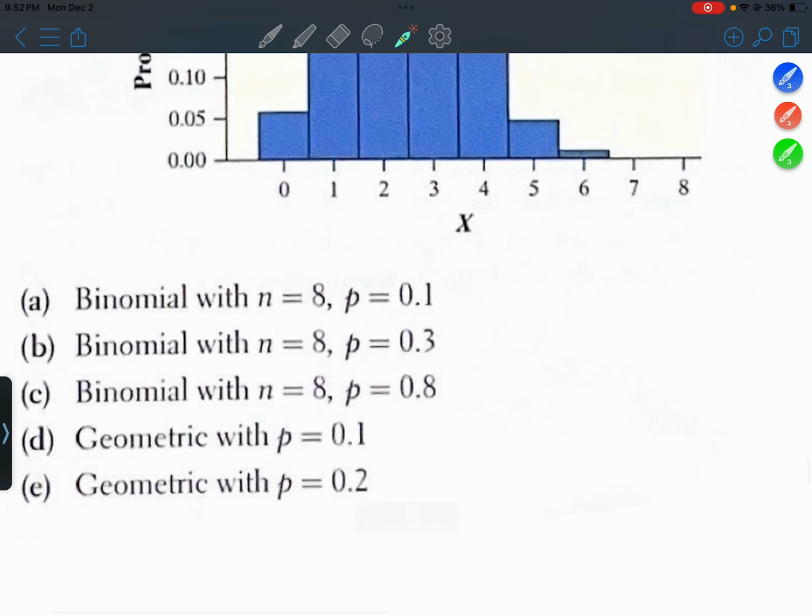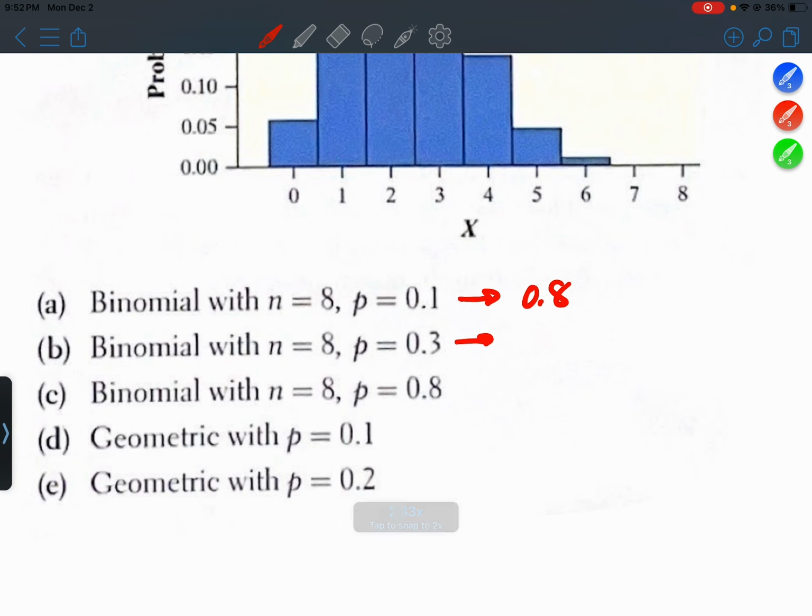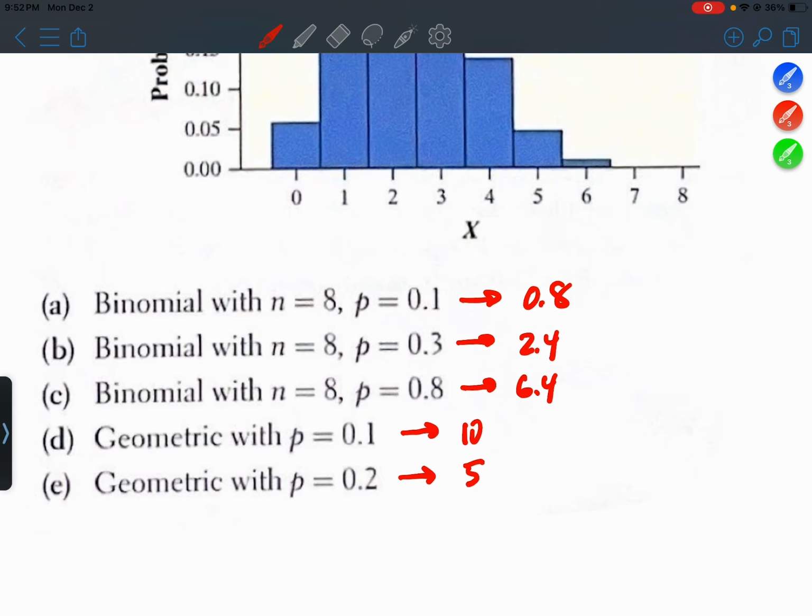Okay, so if we look at choice A, n times p would be 0.8. If we look at choice B, n times p would be 2.4. If we look at choice C, n times p would be 6.4. If we look at choice D, so now these ones say geometric, so we have to do 1 divided by p. 1 divided by 0.1 would be 10, and 1 divided by 0.2 would be 5.